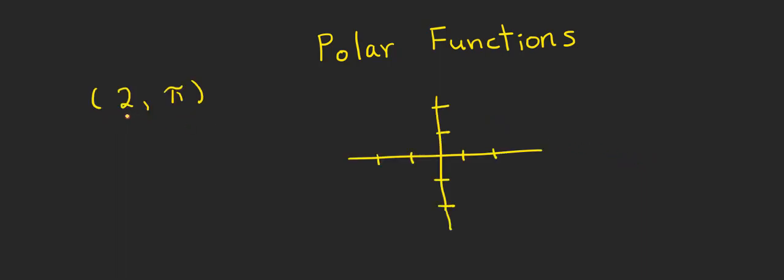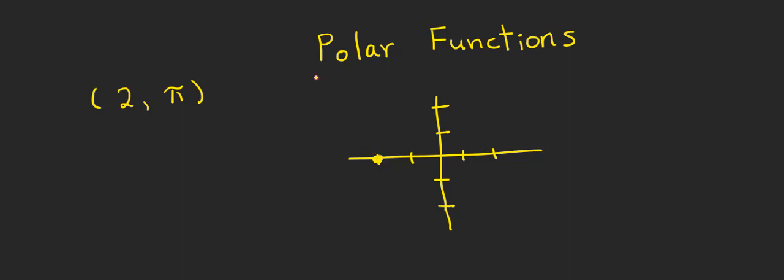So let's say you want to plot 2 comma pi. What you need to do is start from the positive x-axis and go pi, and the radius is positive 2, so you have to go that way. So this point right here will be 2 comma pi.